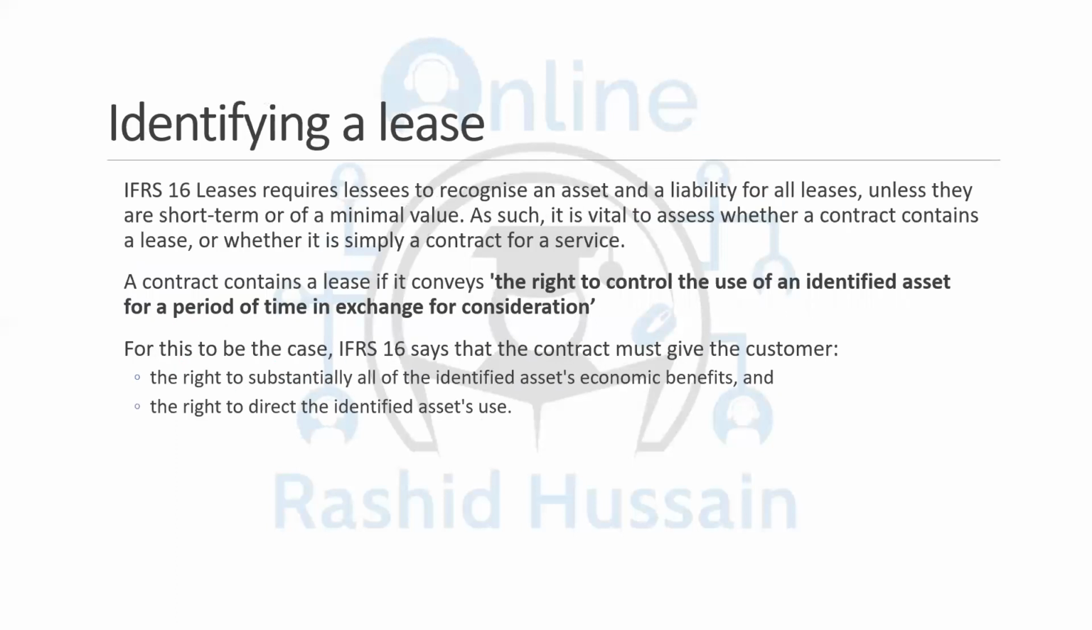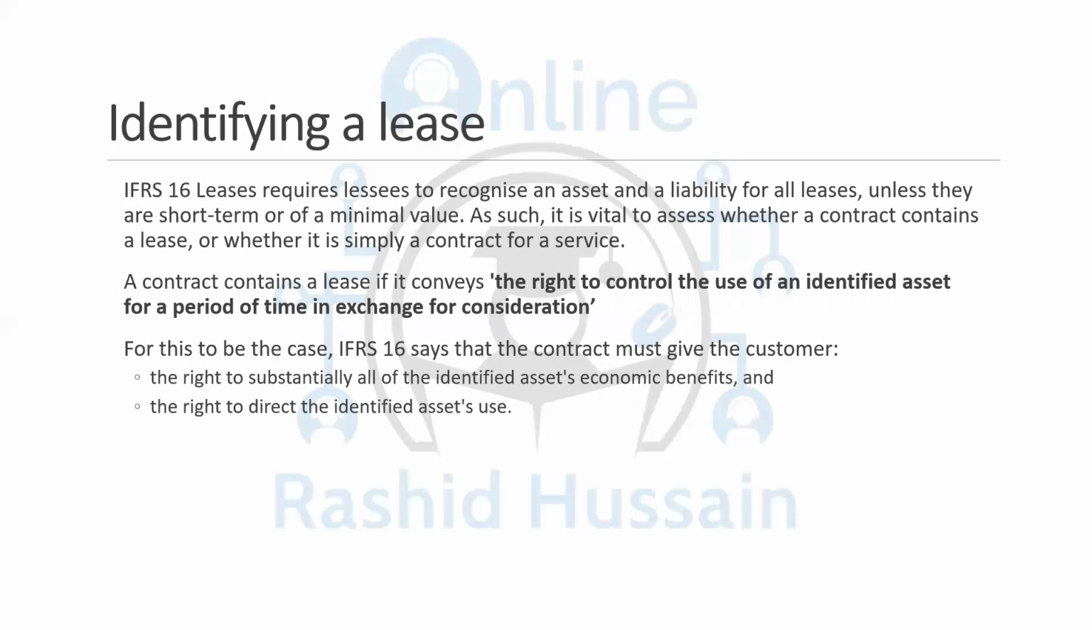Now, identifying a lease. I told you that in the previous IAS 17, there was a debate for the lessee whether to account for the lease as an operating lease or the finance lease. Operating lease was just a rental arrangement, and in the finance lease the lessee used to record an asset. Now, the problem with that was that, for example, I'm getting an asset for 5 years. Let's assume it is an operating lease. Still, I am having the asset for those 5 years. I'll be using that asset for those 5 years.